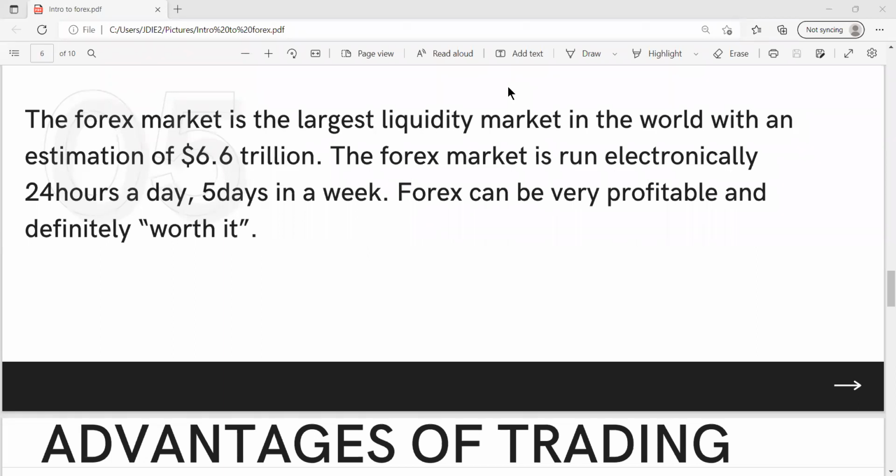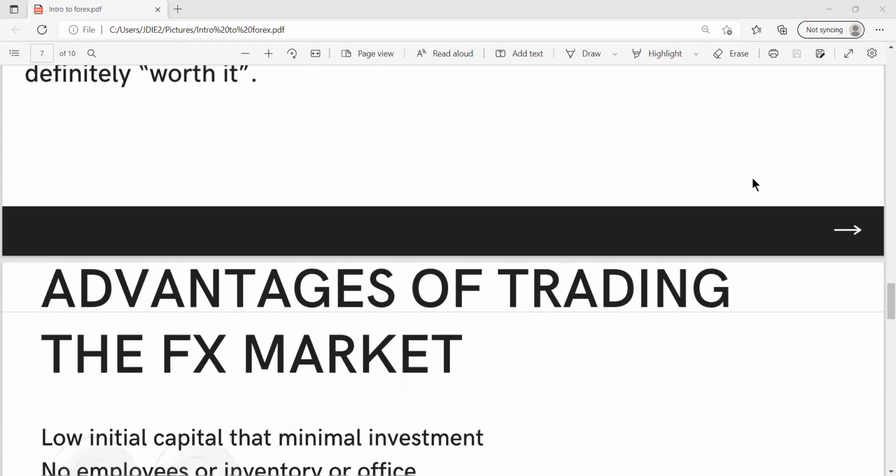So that is what basically we are doing on the forex market. We trade from Monday to Friday, in sessions. As you are moving forward, you'll be getting to understand these.